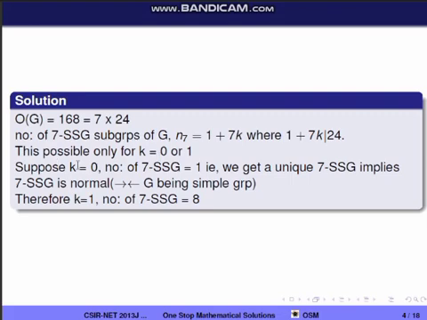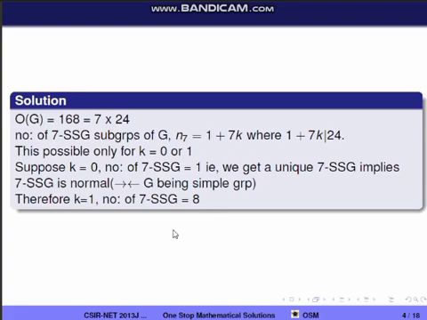Suppose k is equal to 0, then the number of 7-Sylow subgroups will be 1. That is, we get a unique 7-Sylow subgroup, which implies the 7-Sylow subgroup will be normal. But this is a contradiction for G being a simple group. Therefore k should be 1. Therefore, the number of 7-Sylow subgroups is equal to 1 plus 7 into 1, that is equal to 8.